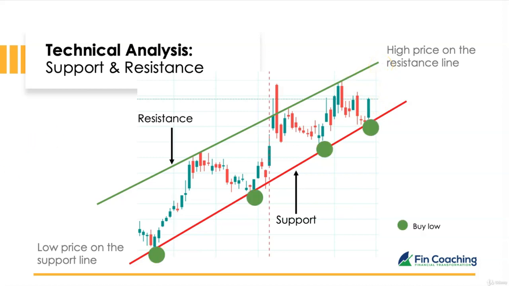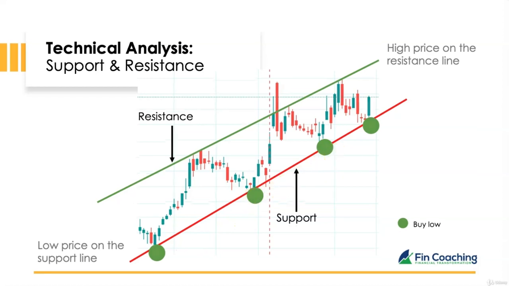So what does it mean for us to place a trade? The green dots represent opportunities for us to make a trade or to buy some shares in this company. Now we know what support and resistance lines are. Let's plot this out on a charting tool using TradingView.